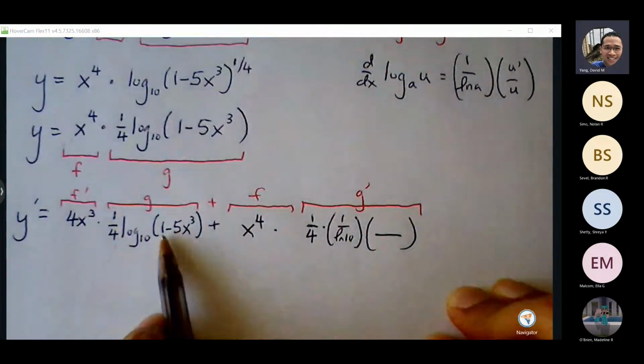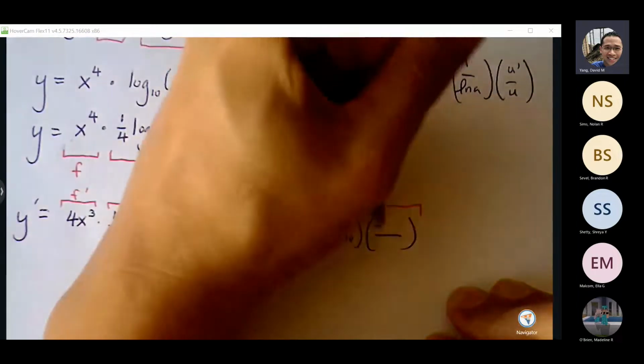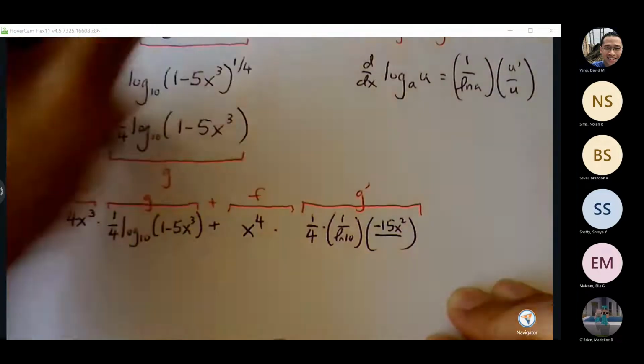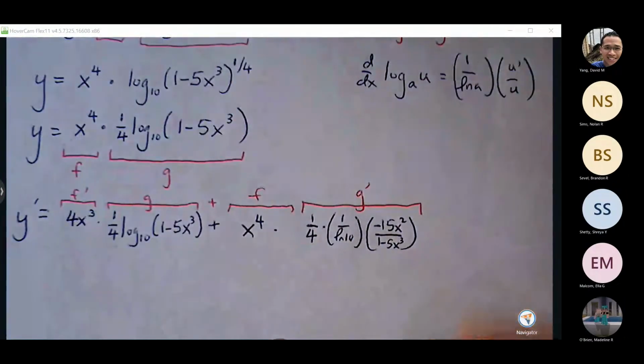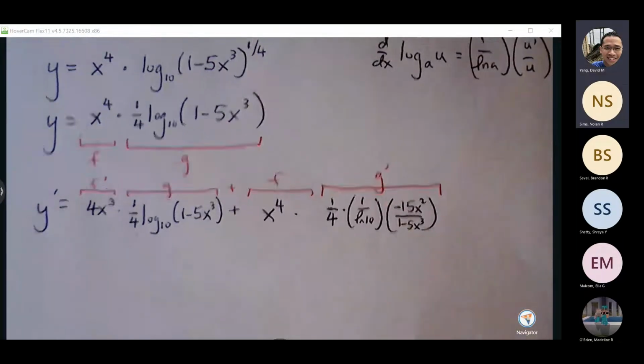So my derivative of my parentheses, the 1 goes to 0. Negative 5x cubed becomes negative 15x squared. Okay, we can do a little bit of cleanup.